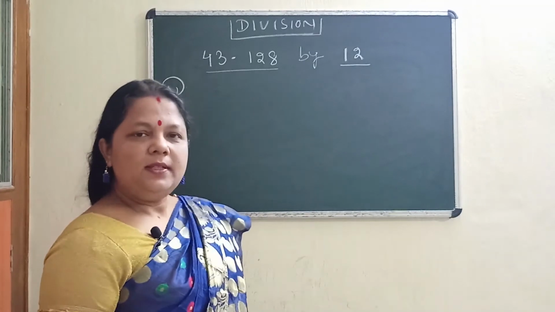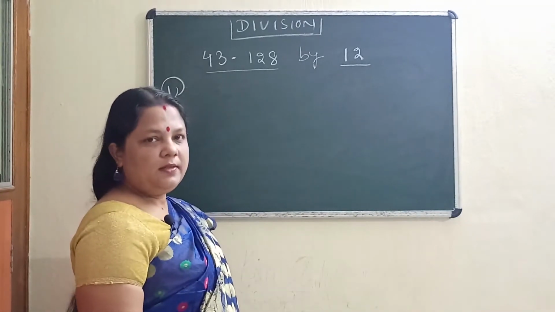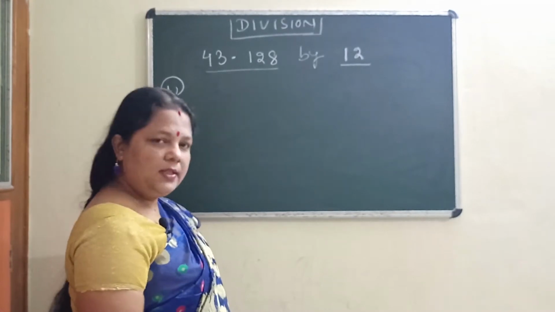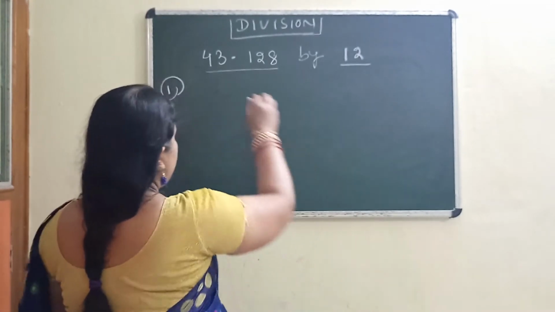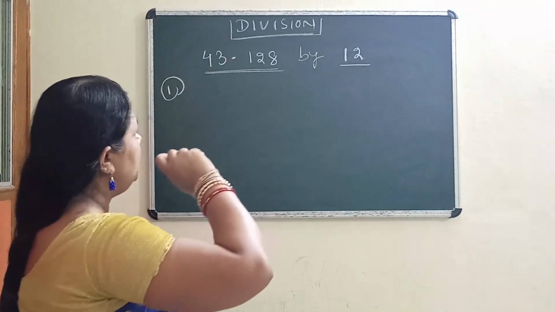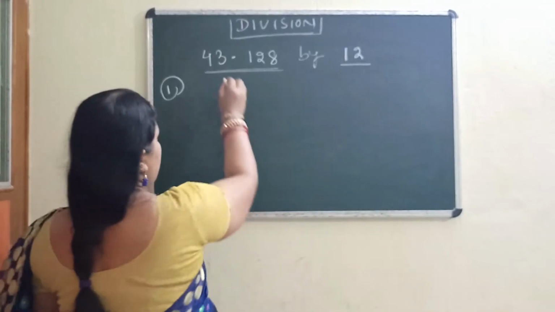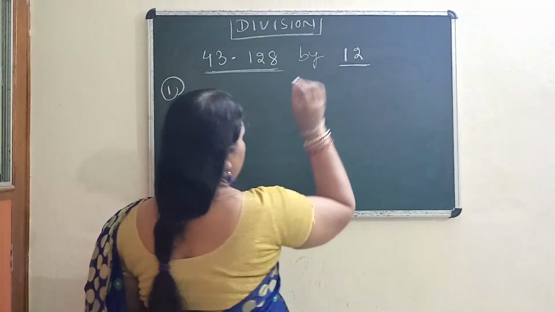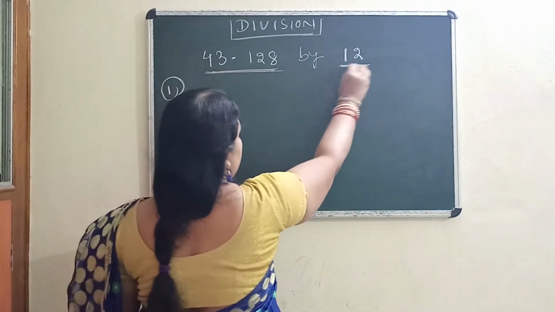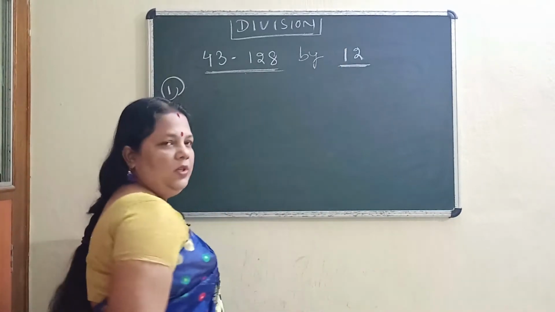Today's topic is division of decimal numbers. Last class we discussed multiplication, and today we will discuss division. I have written one question, children, you can see. Look at your board. This is 43.128 divided by 12. That means this is a decimal number and this is a whole number. We are dividing a decimal by a whole number.